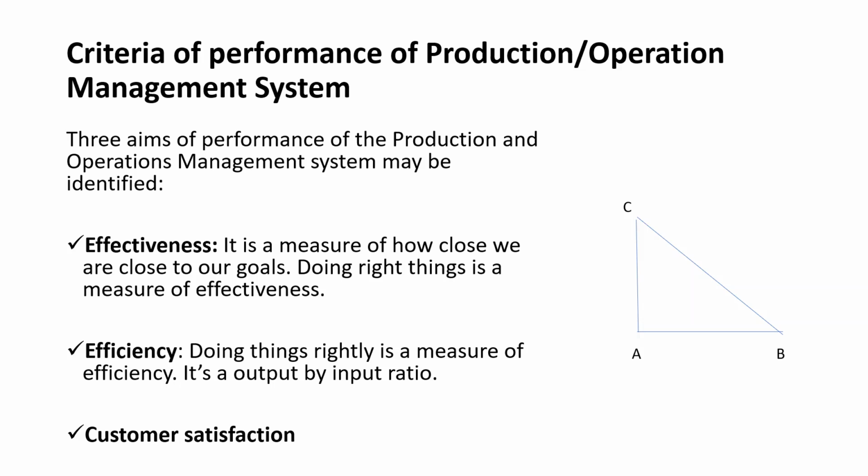So doing the right things is a measure of effectiveness. If we do the right things, then only will we be moving towards our goal. Whereas doing things rightly is a measure of efficiency. If we do things rightly, then we will be consuming fewer resources. Wastage will be less and we will be more efficient.